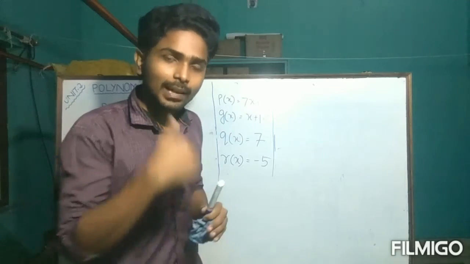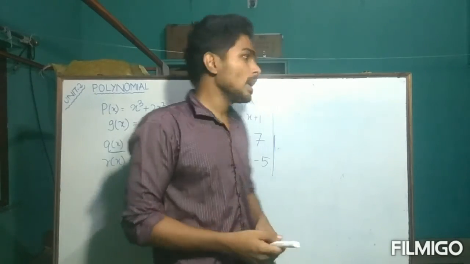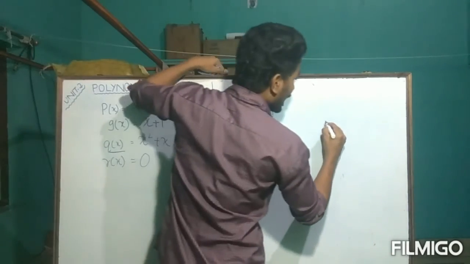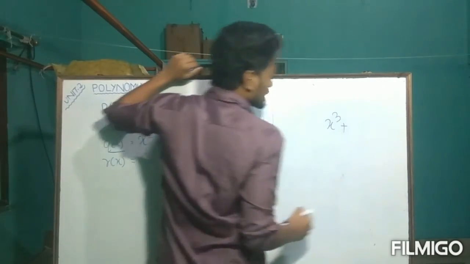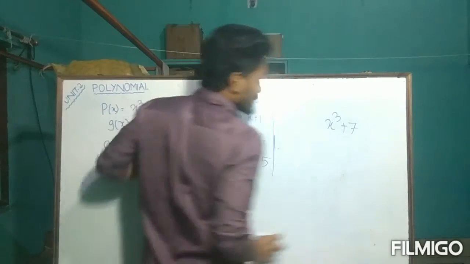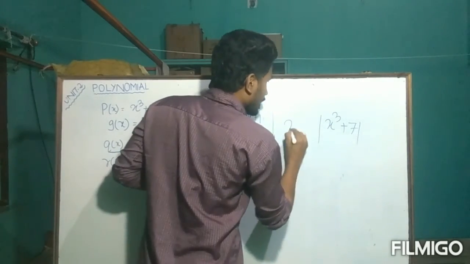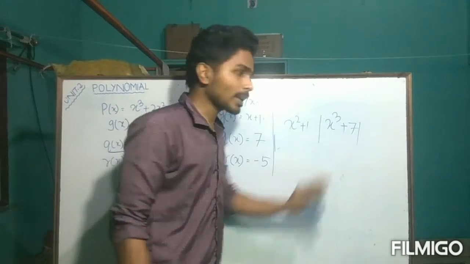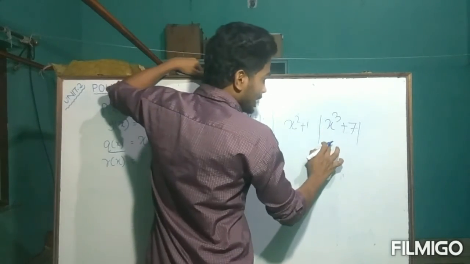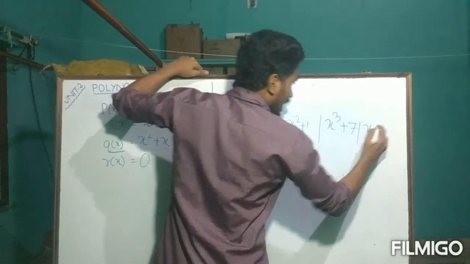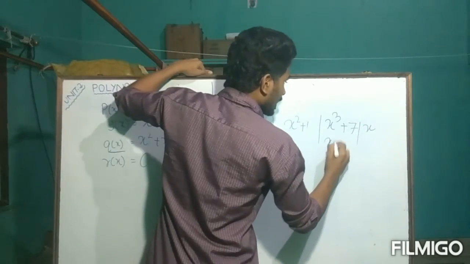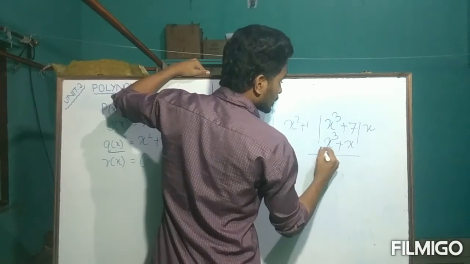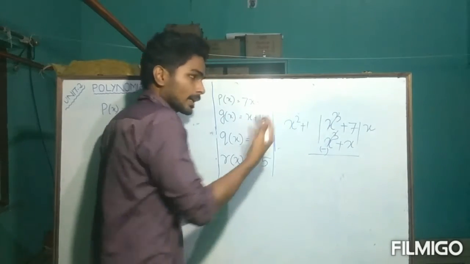Now we will discuss another concept of long division method. For this we have to take an example. Suppose we have an example, divide x cube plus 7, okay, by x square plus 1. We have to divide x cube plus 7 by x square plus 1. Okay, let us divide. We need x cube here, so we will multiply x. So x square into x is x cube and plus 1 into x is x. So after subtraction, these two will be cancelled out.